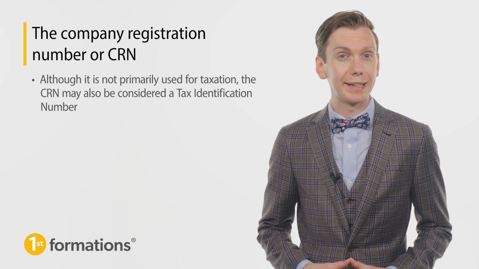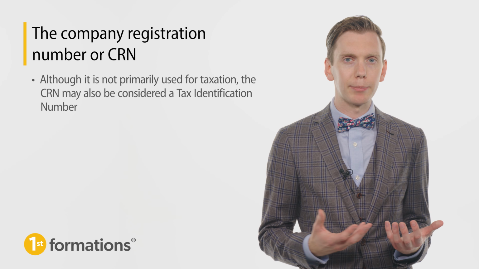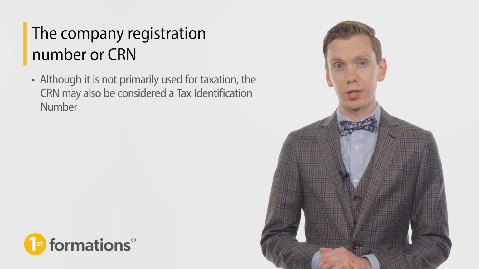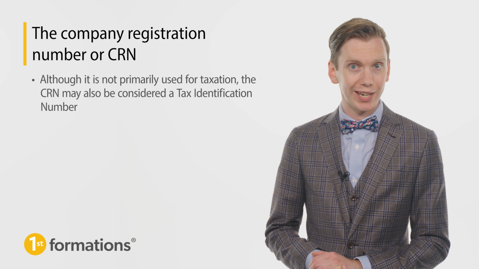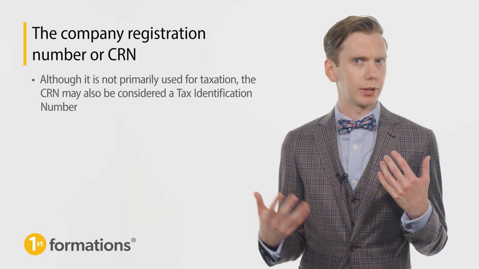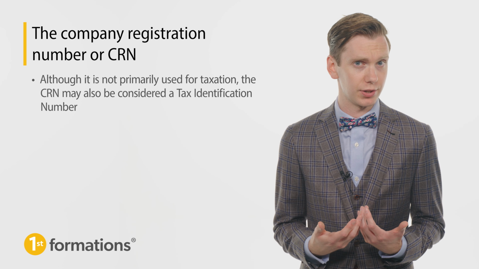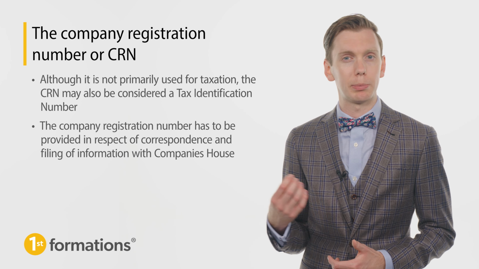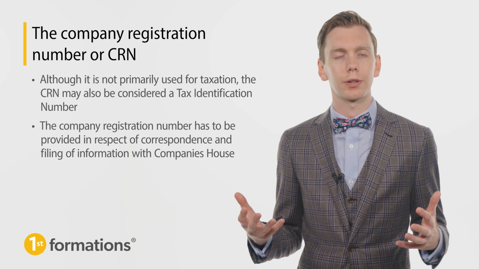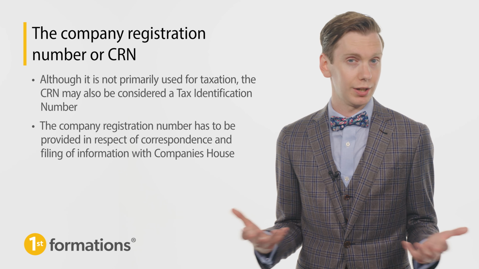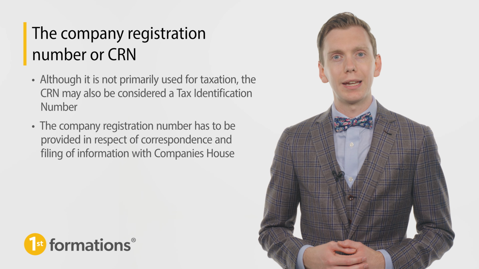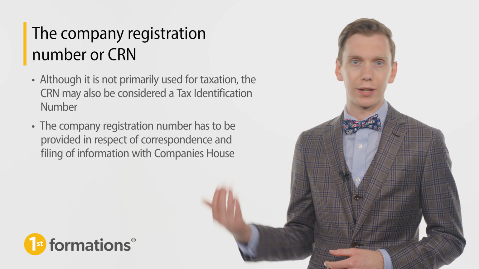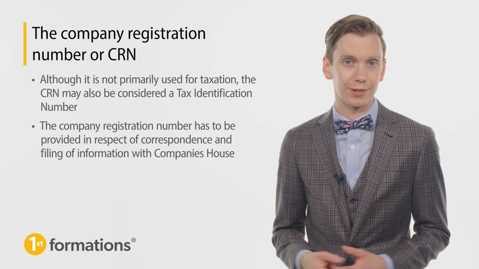Although it is not primarily used for taxation, the CRN may also be considered a tax identification number, as it needs to be quoted for official purposes, some of which can relate to tax. Similar to how the UTR needs to be provided in all dealings with HMRC, the company registration number has to be provided in respect of correspondence and filing of information with Companies House. It may also be requested by a variety of third parties, such as financial institutions or trading partners.